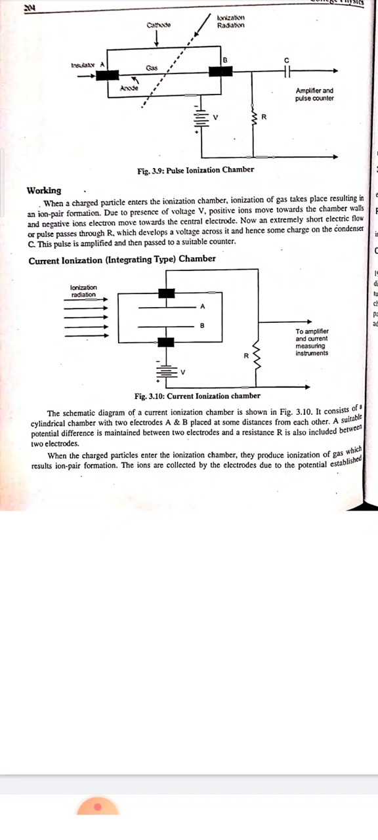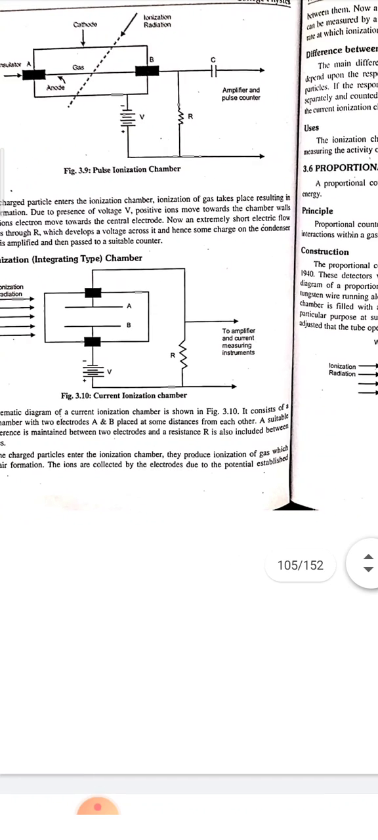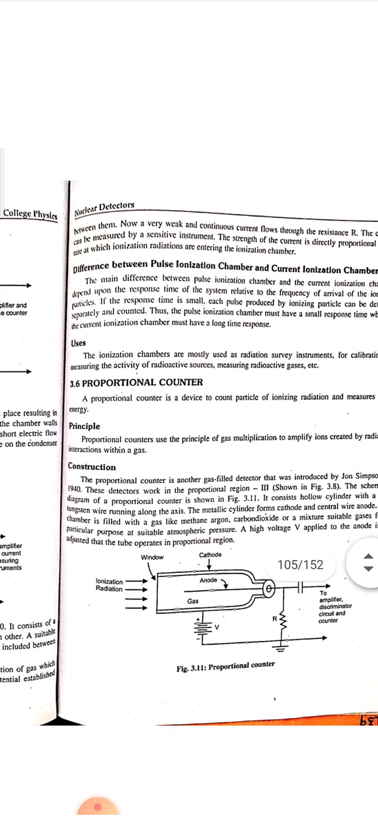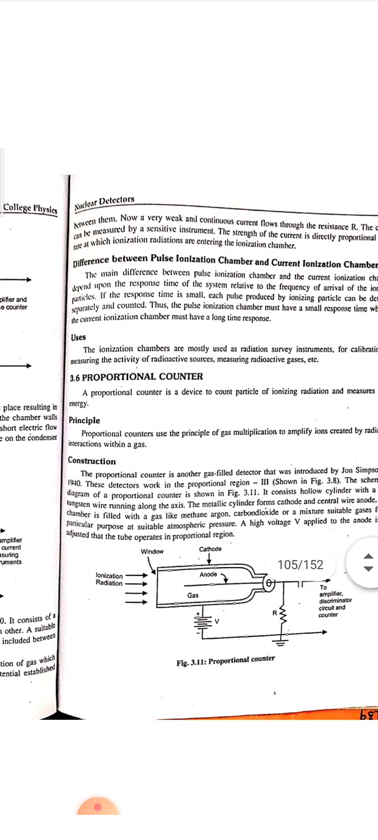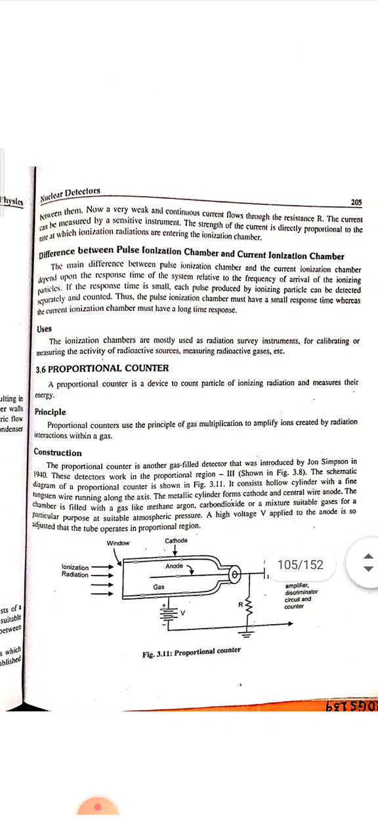When the charged particles enter the ionization chamber, they produce ionization of the gas, which results in ion pair formation. The ions are collected by the electrodes due to the potential established between them. Now a very weak and continuous current flows through the resistance R. The current can be measured by a sensitive instrument. The strength of the current is directly proportional to the rate at which the ionizing radiation is entering the radiation chamber.